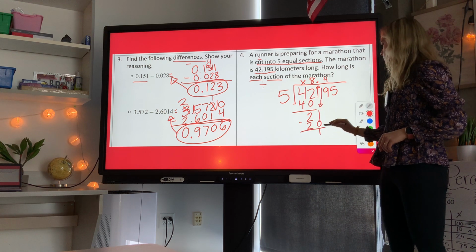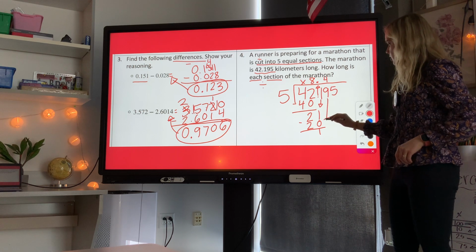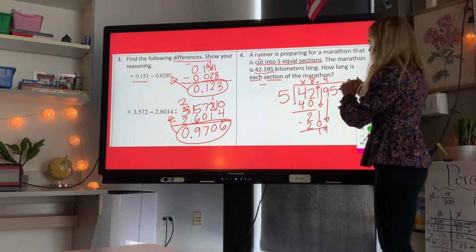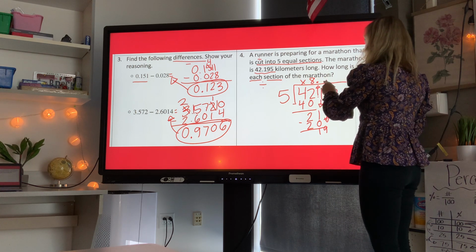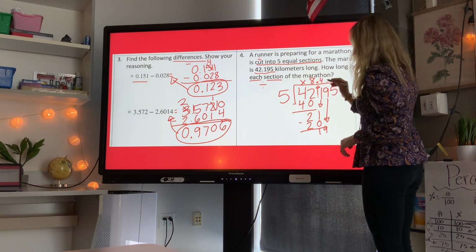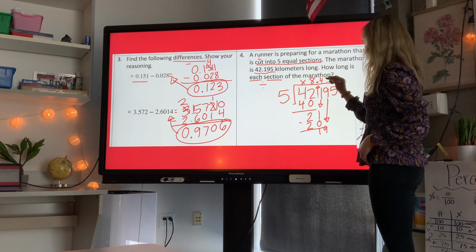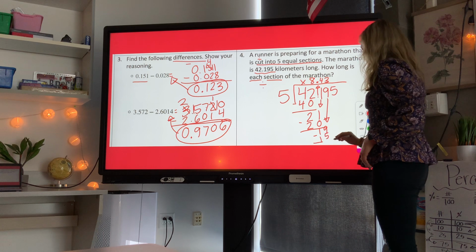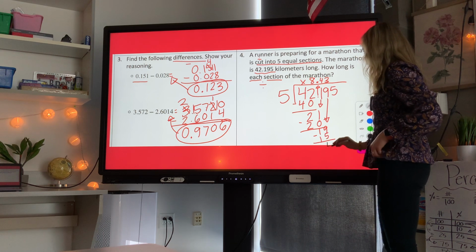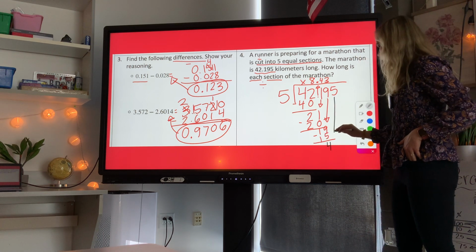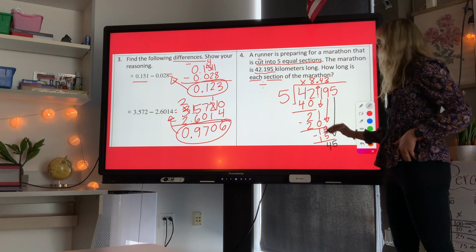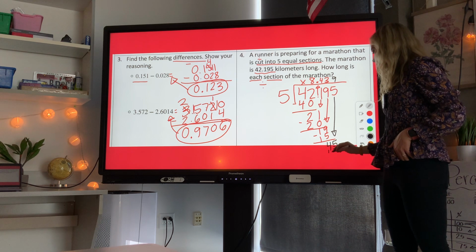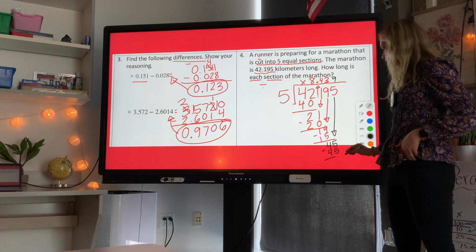Subtract and we get 1. Bring down the next digit. 5 goes into 19. Oops, I didn't write this over quick enough. 5 goes into 19 3 times, because 3 times 5 is 15. And when I subtract, I get a 4. So then I bring down my last digit, 5. 5 goes into 45 9 times. 9 times 5 is 45. When I subtract, now I get 0.